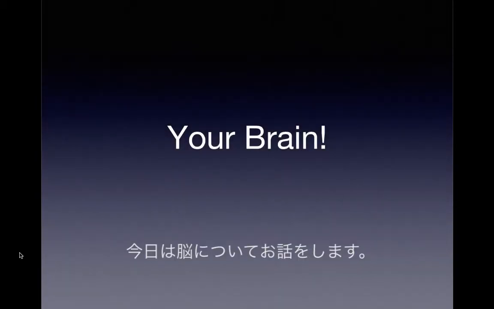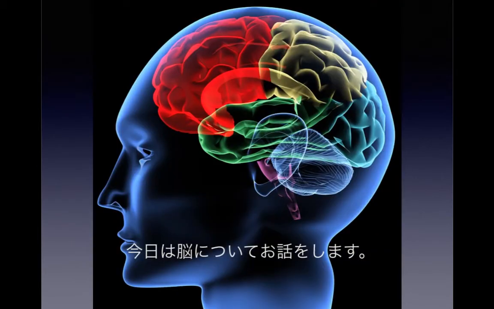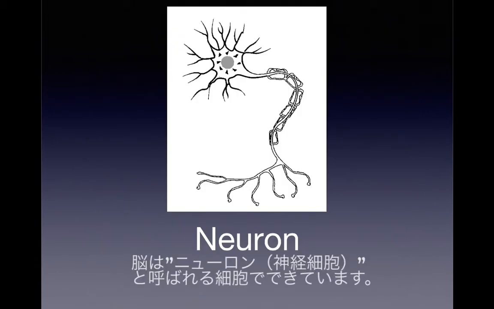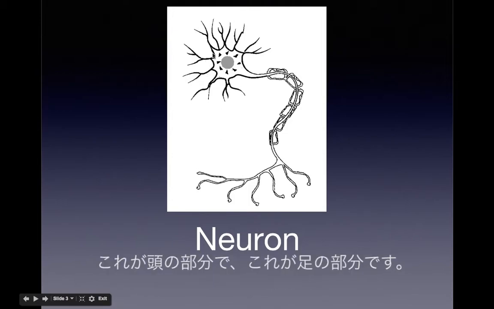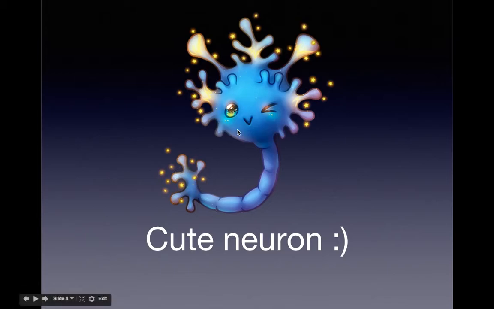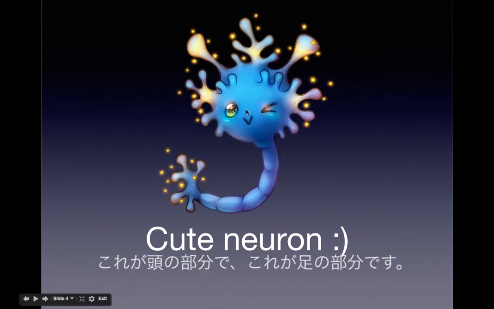Okay, so today we are going to talk about brains and, in particular, your brain and how you learn. So here's a picture of a brain. And your brain is made up of these things called neurons. So here's the head, and down here we have the feet. This is kind of a strange looking picture, I know. So we'll make it a cute neuron here. So this picture of the neuron here, we've got the head right here, of course, and we've got the feet.